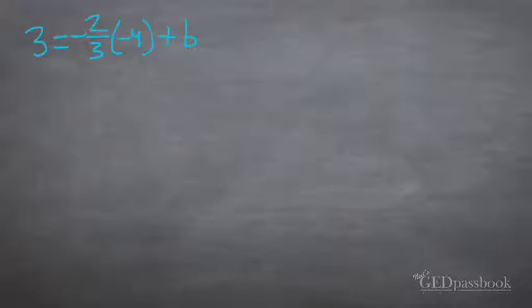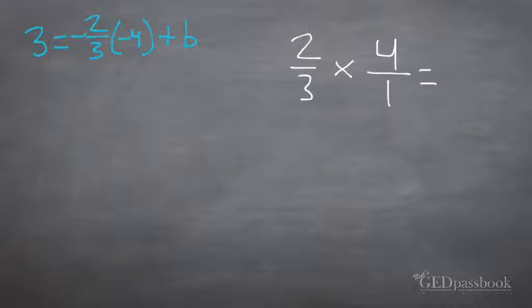Negative 2/3 times negative 4. I don't worry about negatives. Why? Because my answer is just going to be negative times a negative is a what? You just always focus on the signs at the end. So 4 is just over 1. So what is 2 times 4?